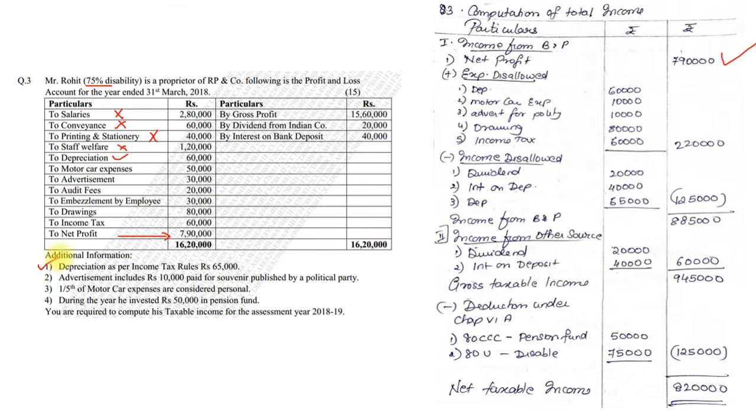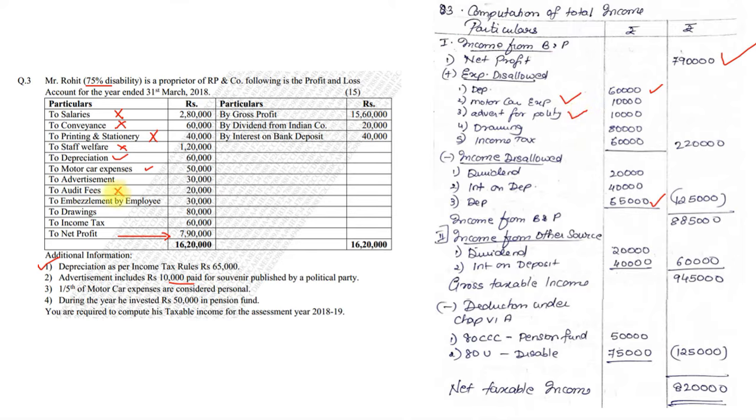Why? Because there are two depreciations. So 75,60,000 on top, 65 down. So I'll write it here. 60,000 on top, 65 bottom. Motor car may adjustment, 1/5 is for personal, so we'll take 1/5 of motor car, 10,000. Advertisement again adjustment, 10,000 is for public politics, so we put that.